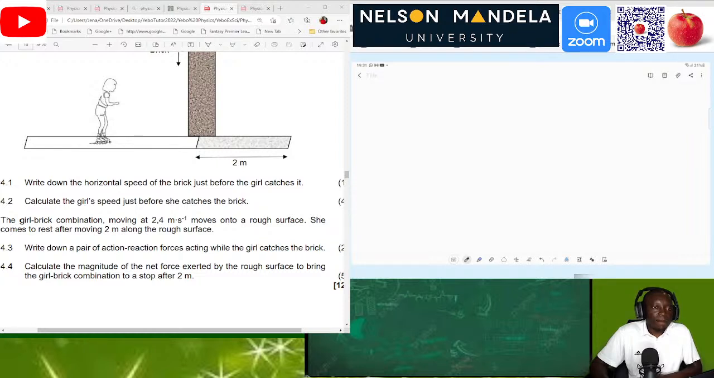The effects of friction. So this is now combining with what we did in our previous sessions. We talked of motion, and we talked of the effects of friction on motion.